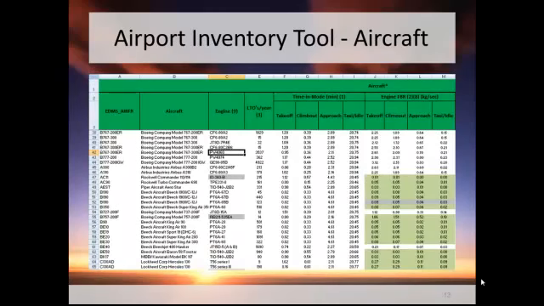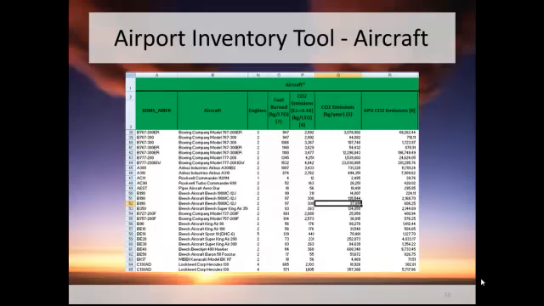The data screen for aircrafts shows each aircraft, their engine type, number of LTOs, time and mode, and fuel burn rate for each mode. The screen also shows the total fuel consumption, total emissions, and APU emissions.